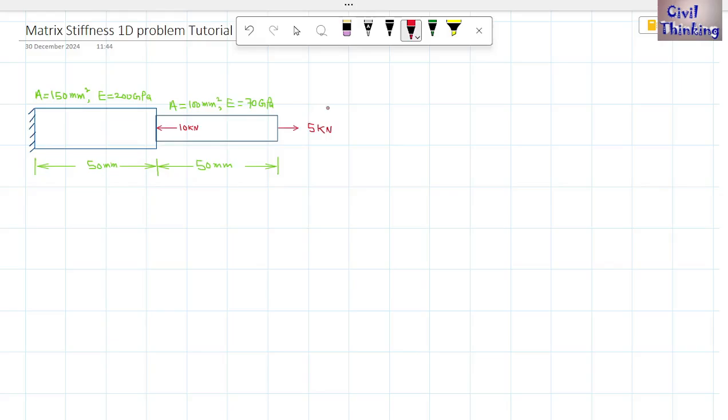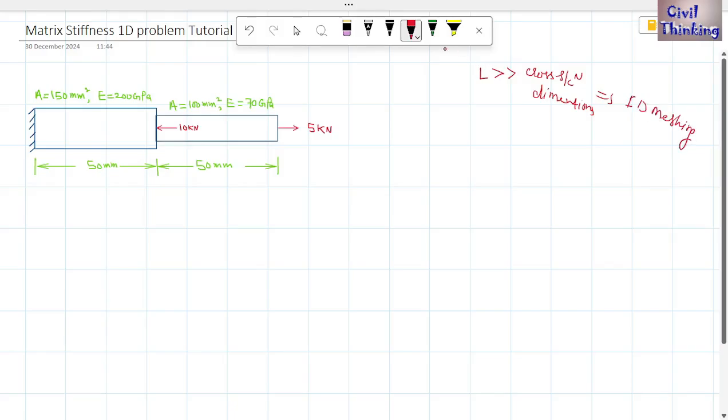Now coming to today's class, you can see the length is more than the cross section dimensions. You might have known from my previous classes that in this case we use 1D meshing, where one dimension is more than the other two dimensions.